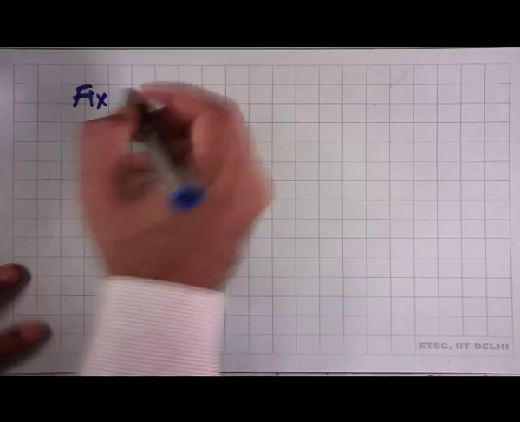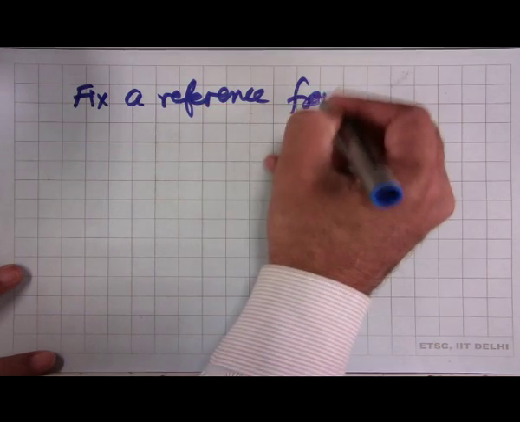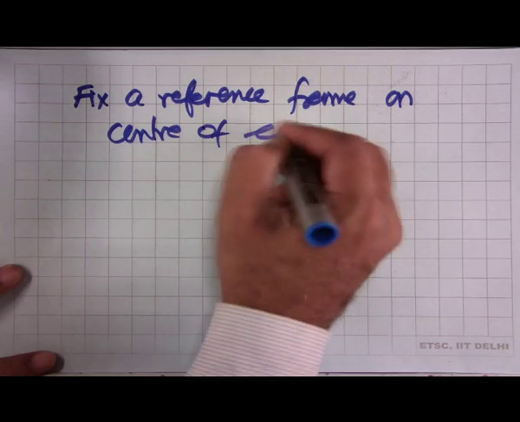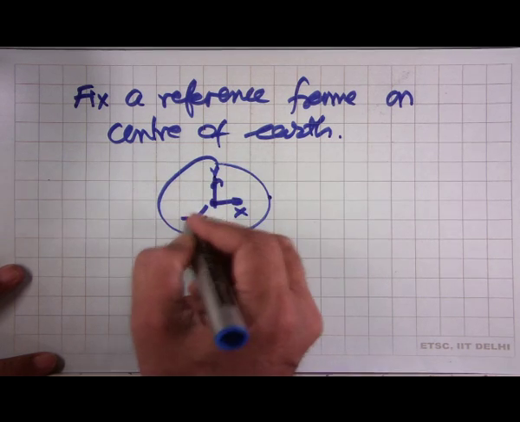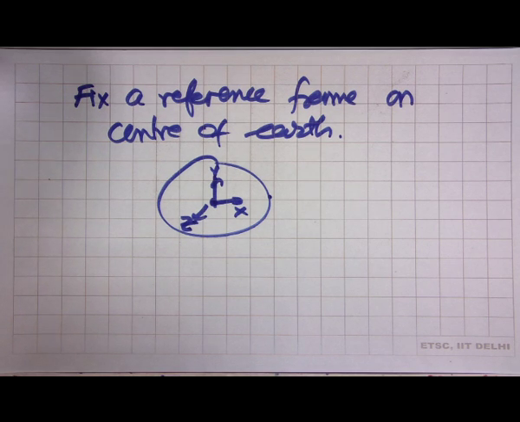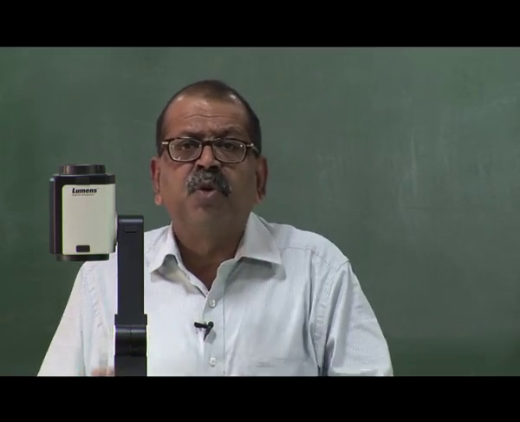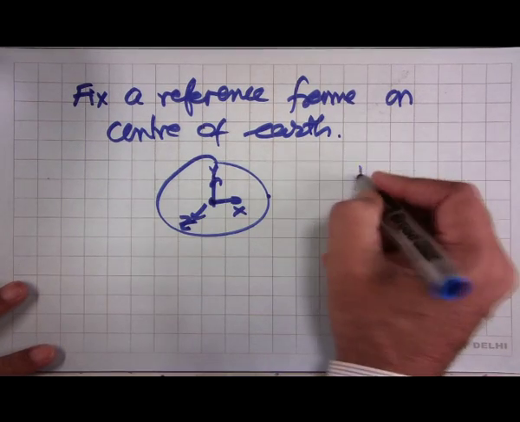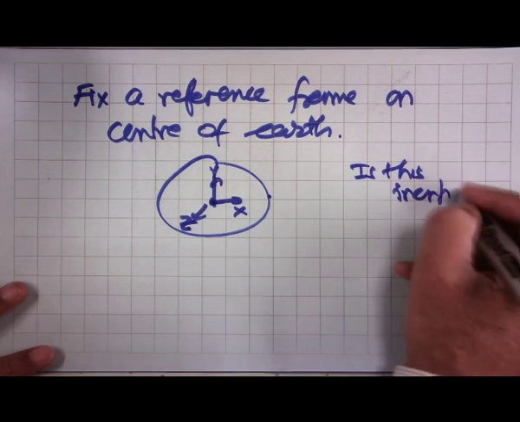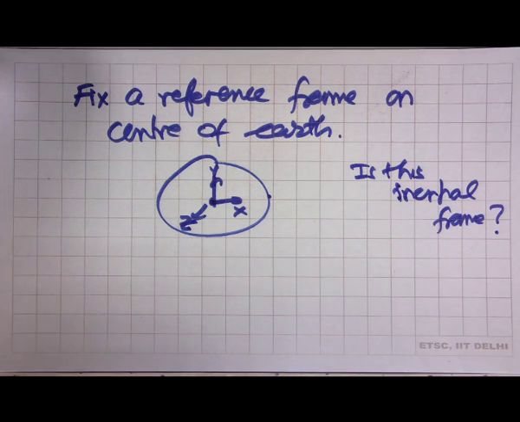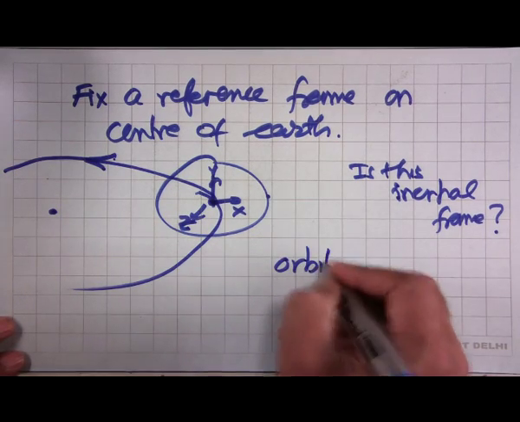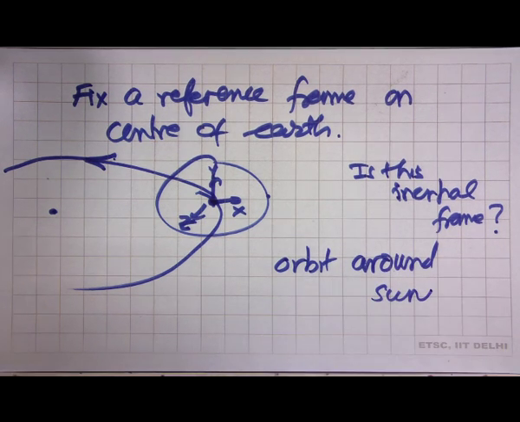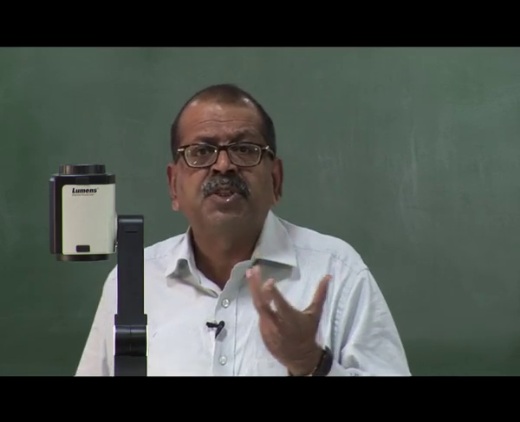So what we do is we fix a reference frame on the center of the earth. So instead of fixing it on the surface, I fix a reference frame here. Now this frame will spin along with the Earth's rotation. So we say maybe this is an inertial frame. Now what we realize is that Earth is itself in an orbit around the Sun. So there is some angular motion associated and there is acceleration. So this frame is again not fixed, it is accelerating.